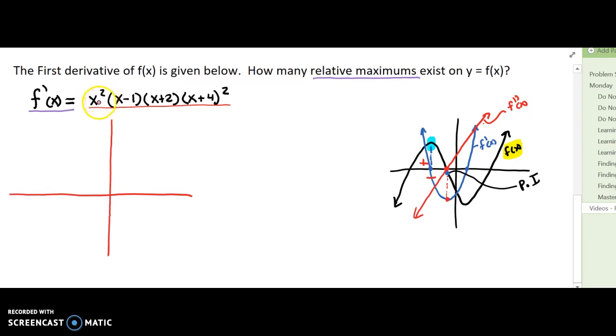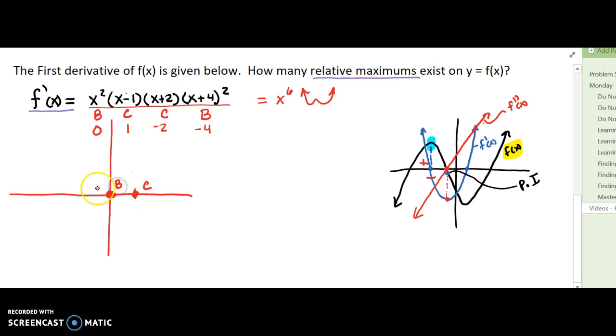So I can see that this is derivative second, third, fourth, fifth, sixth. This is really x to the sixth in behavior. So it's going to open up, and I'm going to bounce, cross, cross, bounce. Well, 0, I bounce, 1, I cross, negative 2, I cross, negative 4, I bounce.